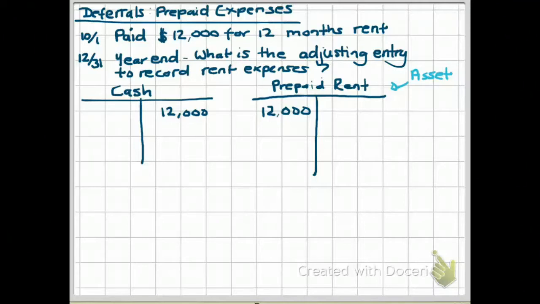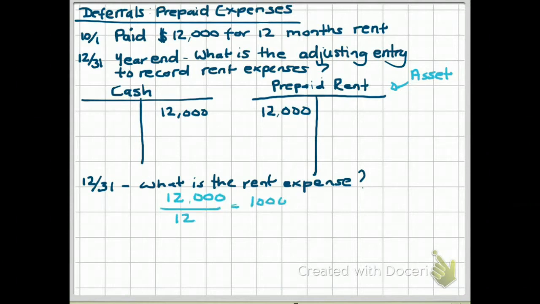So how many months have we gone through? October, November, December, which is 3 months. We've used up 3 months of that 12 months prepaid rent. Since we've used up 3 months of the rent, on December 31st, what is the rent expense? How do we calculate it? Well, you know that the $12,000 that we paid was for 12 months, which means the rent is $1,000 per month. 12,000 divided by 12 months.